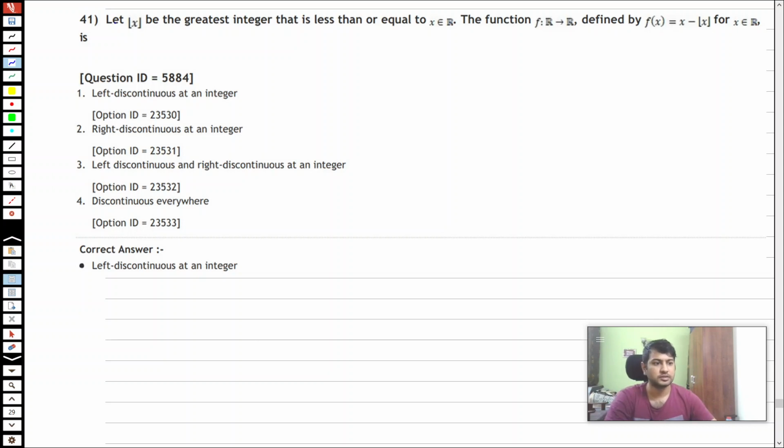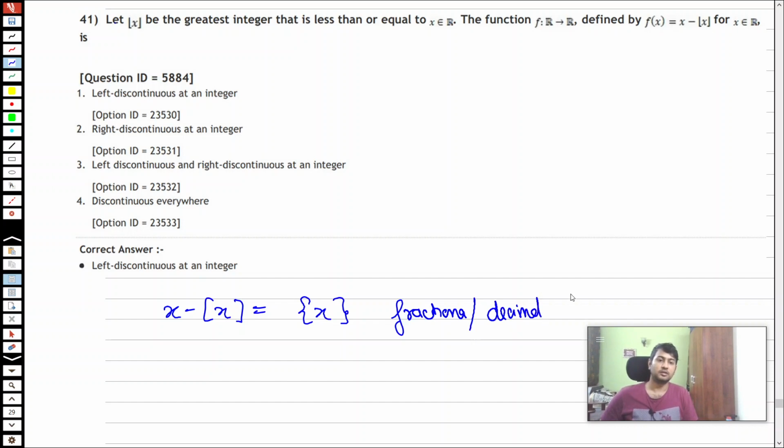The next three questions pertain to the greatest integer function and similar concepts. First they define the greatest integer function, which we know. Then they define the fractional part of x, or the decimal part of x. So x minus the greatest integer function of x is sometimes represented as curly bracket x, which is the fractional or decimal part of x.